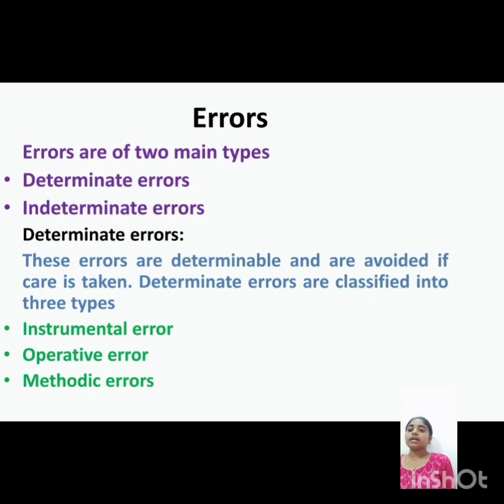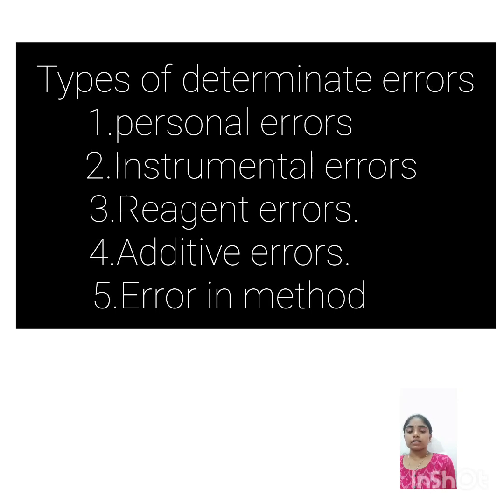Determinate errors are errors that are determinable and can be avoided if care is taken. Determinate errors are classified into types: personal errors, instrumental errors, reagent errors, additive errors, and errors in method. These are the types of determinate errors.